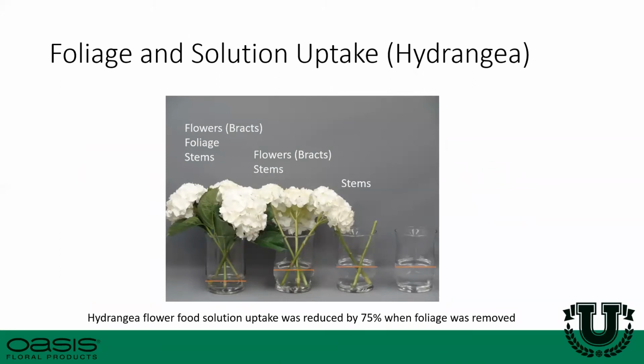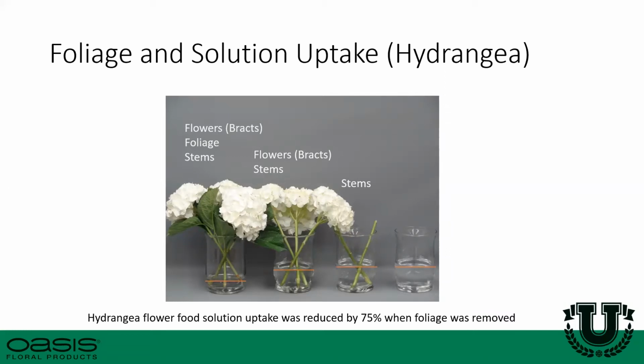So in this photo with hydrangea, which is a notoriously heavy drinker in the cut flower world, we're demonstrating the role of the foliage in water uptake. So we have 4 vases, and on the far left, we basically have an intact flower. We have all the foliage, all the flowers, and the stem. In the second vase, what we've done is we removed all the leaves from the hydrangea. So we just have the flowers or the bracts and the stem. And in the third vase, we just have stems. Fourth vase, we just have vase solution to account for evaporation. And the orange lines actually represent the solution level in these vases. And this photo was taken on day 5.